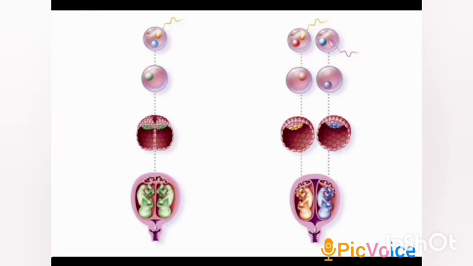But in rare cases, the female produces two ovums and these two ovums are fertilized by two different sperms and thereby it forms two zygotes. And these two zygotes develop at the same time in the same uterus. This condition is called dizygotic condition and it forms non-identical twins.